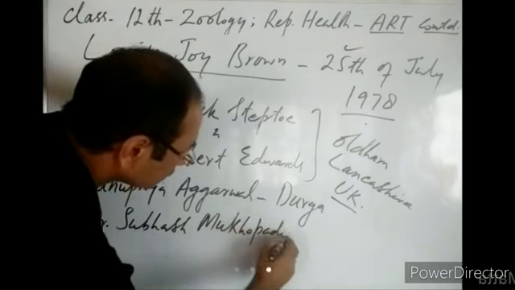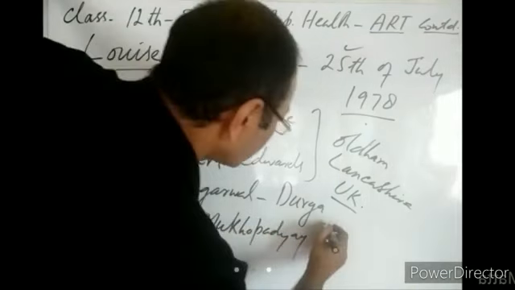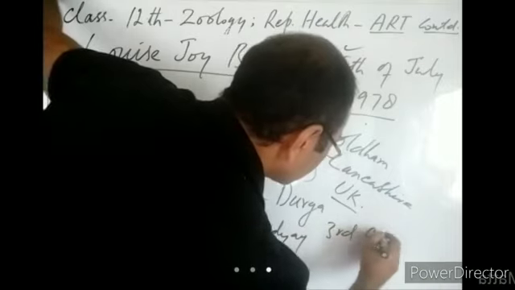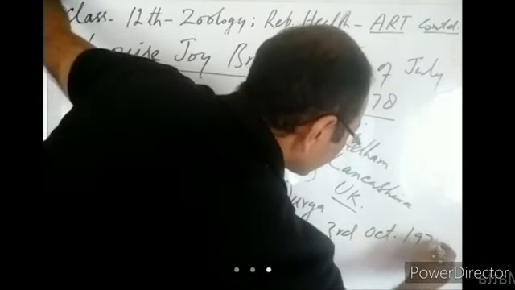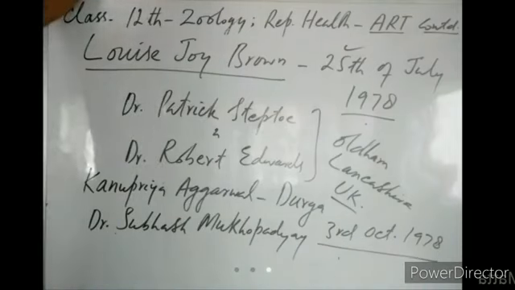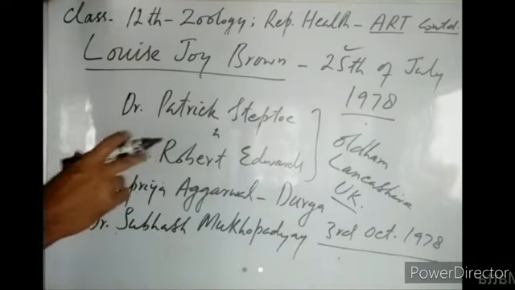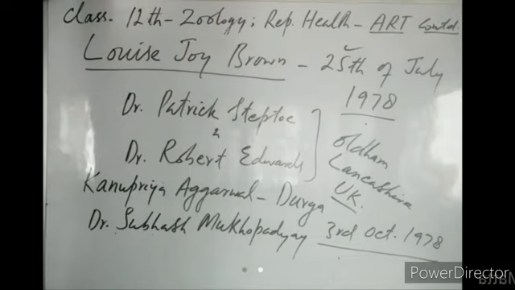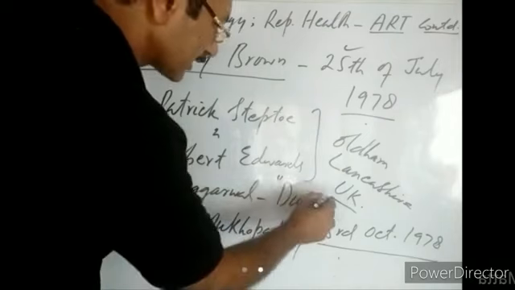Mukhopadhyay, on 3rd October 1978. In 1978, India claimed to have produced its own test tube baby through IVF-ET technique. The baby, which was produced by Dr. Subhash Mukhopadhyay through IVF-ET technique, is named Kanupriya Agarwal. She was nicknamed Durga.